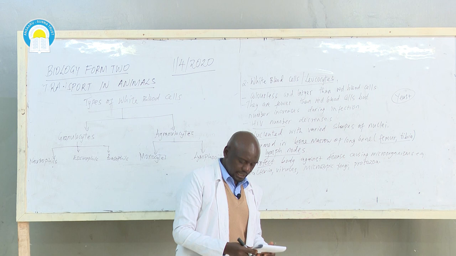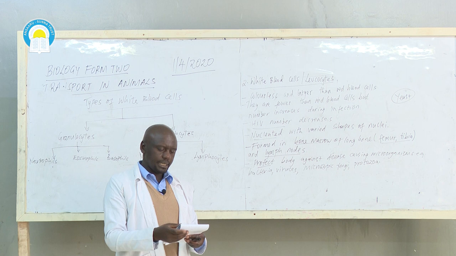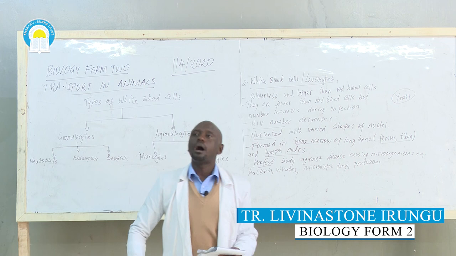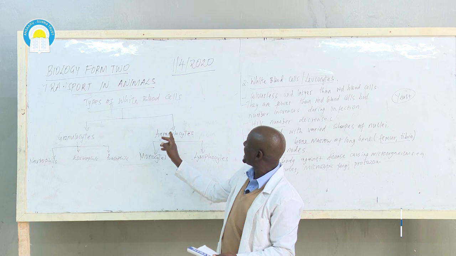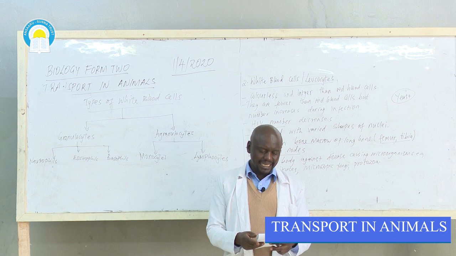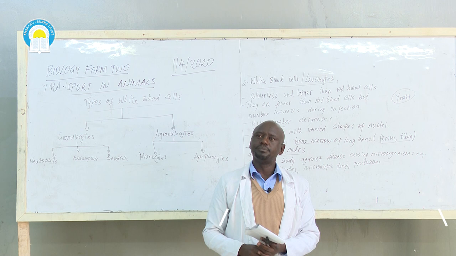So we will start with granulocytes during the next session, which will be coming shortly. The next item that we will discuss during the next session are these cells in detail, the granulocytes and agranulocytes. Of the granulocytes, we will have these three. Of the agranulocytes, we will have these two, monocytes and lymphocytes. We will discuss their shape and their mode of action in clearing the disease-causing microorganisms. So thank you very much. I hope you enjoyed the lesson.